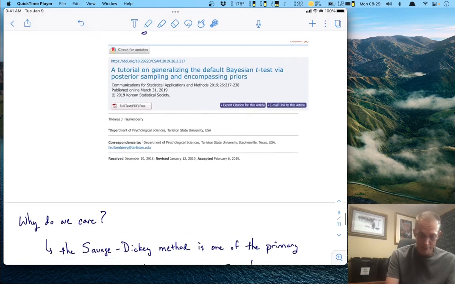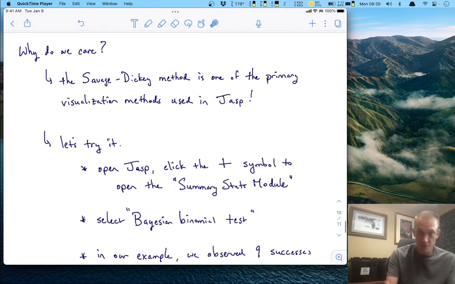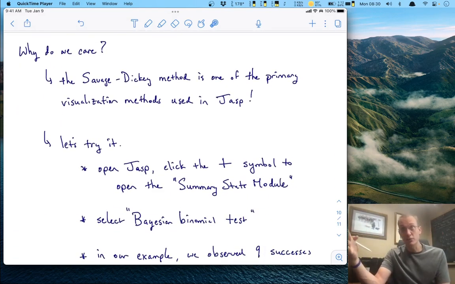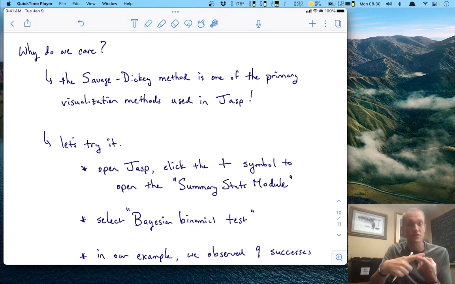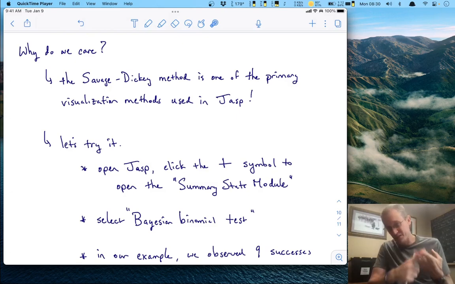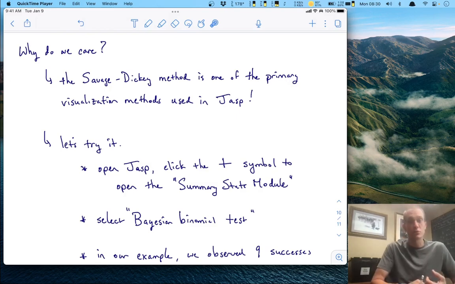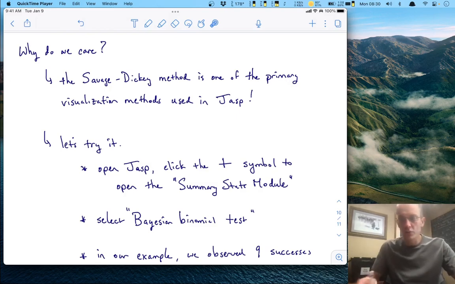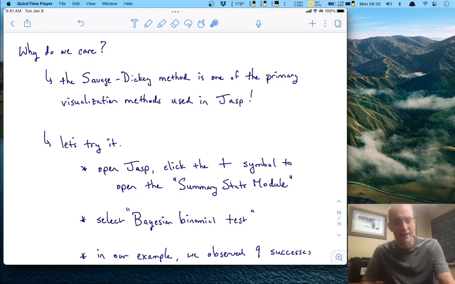So why does this all matter? Well, the reason it matters, beyond being a good thing conceptually, because not only does it give you the model comparison via the Bayes factor but also the posterior distribution, is that it's also one of the primary visualization methods used in JASP. And so I want to end today by demoing how to do this kind of work in JASP.